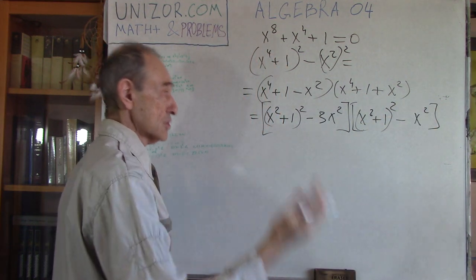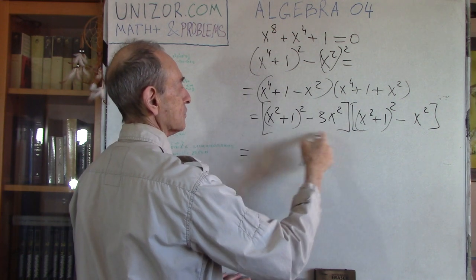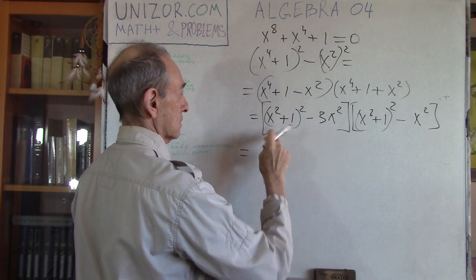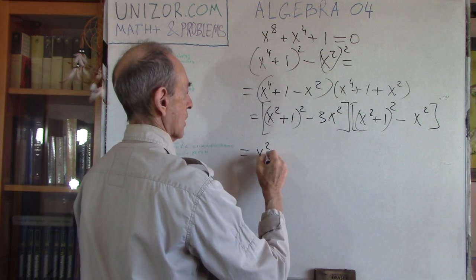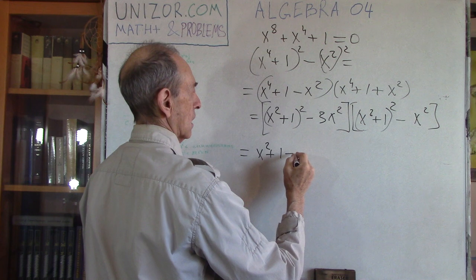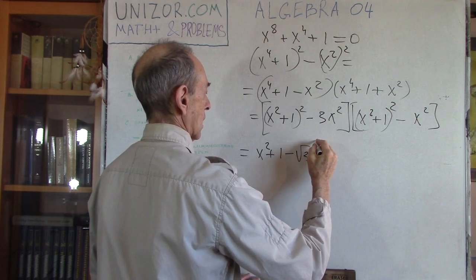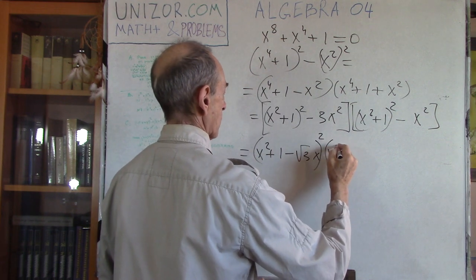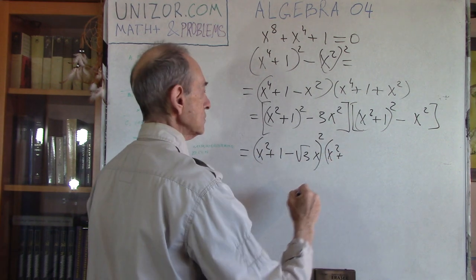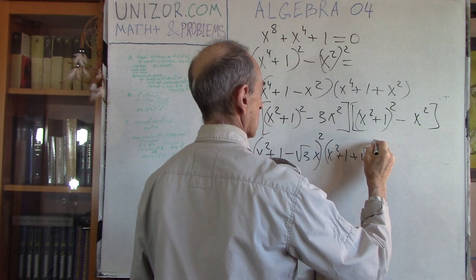And here I will continue doing exactly the same thing. This is the difference between two squares, a squared and b squared. So it will be x squared plus 1 minus the square root of 3x, times x squared plus 1 plus the square root of 3x.